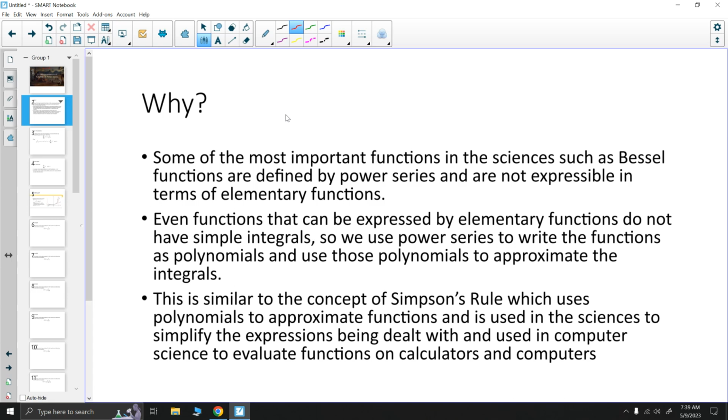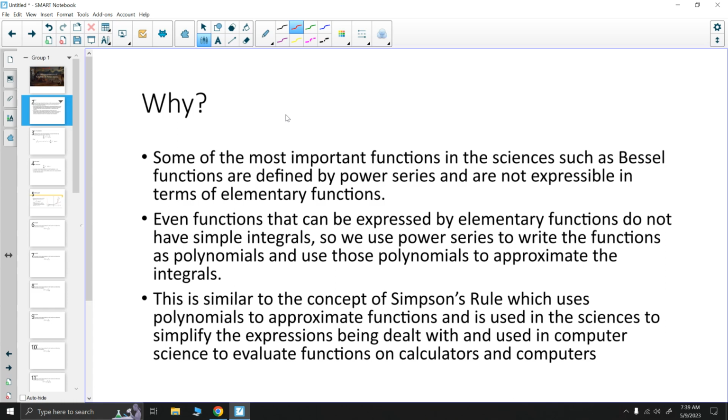And so even if we're using it as an approximation, we're basically using polynomials to approximate our functions, which, if you recall, is very similar to our Simpson's rule. And this is used in the sciences as well to simplify expressions being dealt with. So if we don't want to deal with something more complex, and we really don't have to, because oftentimes in the sciences we're dealing with things that are only to a certain significant figure. So if it's accurate enough, then it's accurate enough. There's no need to be any more accurate. So that's one reason to do it.